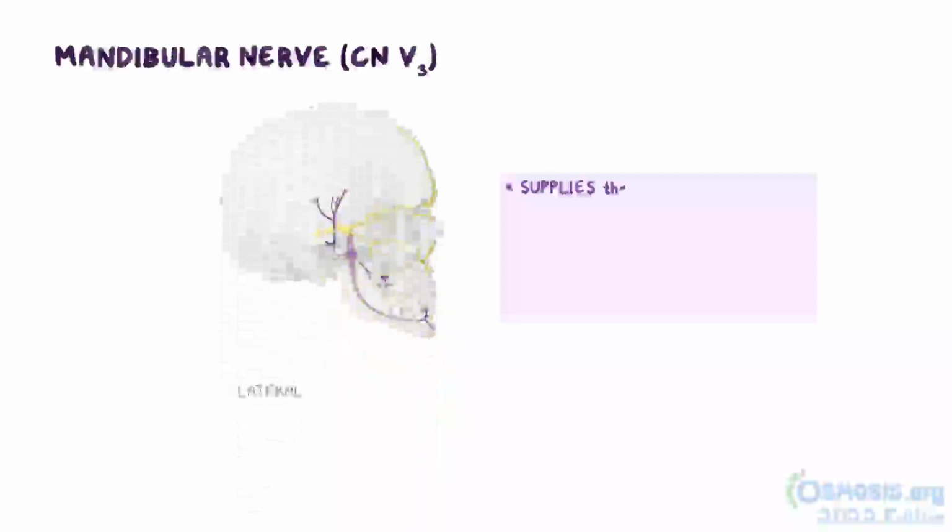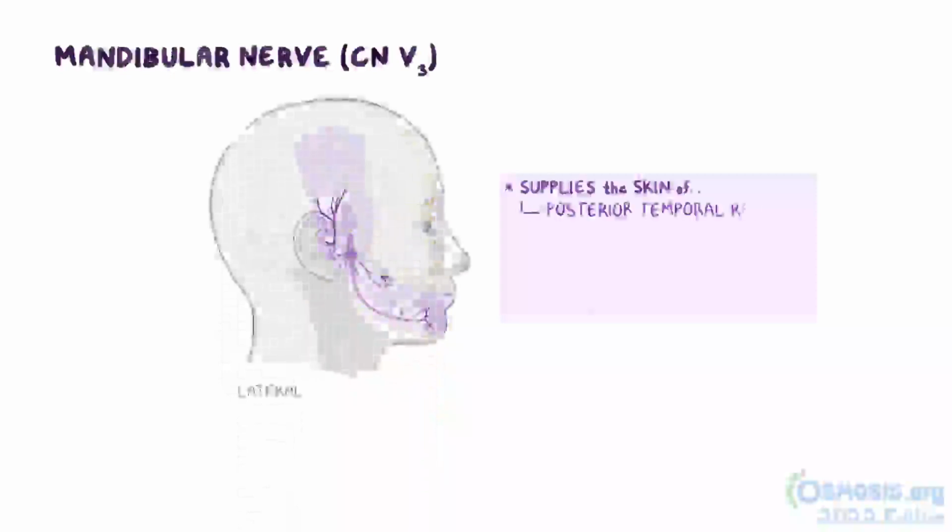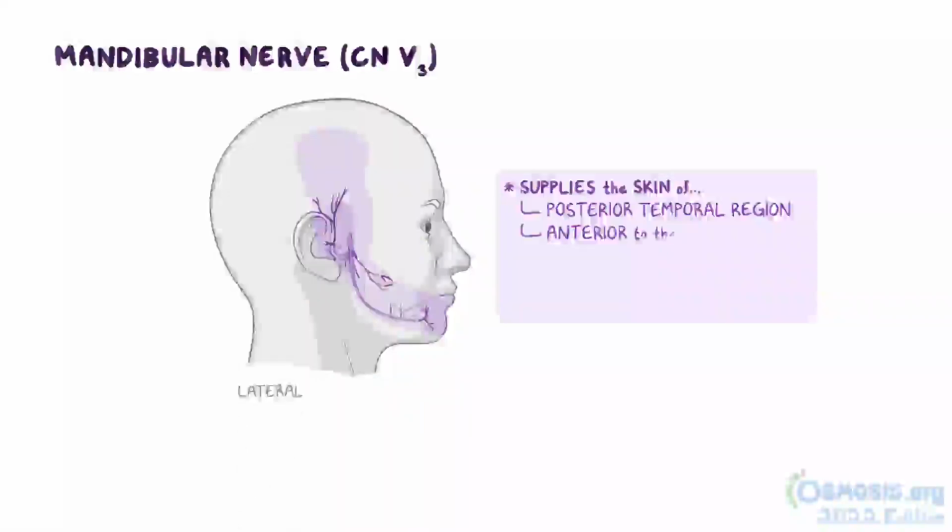Let's move to the inferior division of the trigeminal nerve, called the mandibular nerve. This nerve supplies the skin of the posterior part of the temporal region, the skin anterior to the auricle, the skin over the body of the mandible, and the skin of the lower lip and the chin.